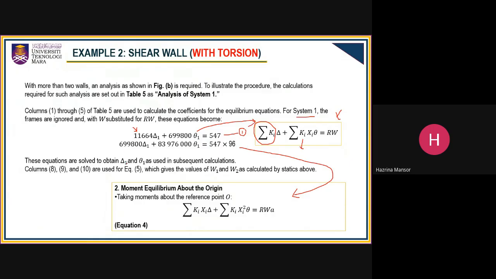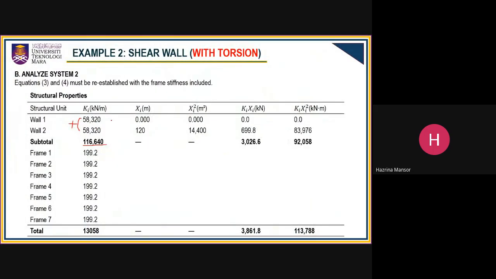Okay, so you have KIXI data. KI times XI data. So KIXI, you get 69980. So that's why you get this one. And here is the KIXI squared data. So meaning that if you go to the table, you have KIXI squared. So the first one, KIXI squared, which is this one.